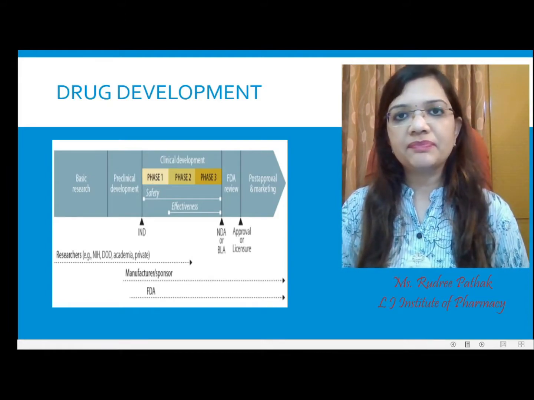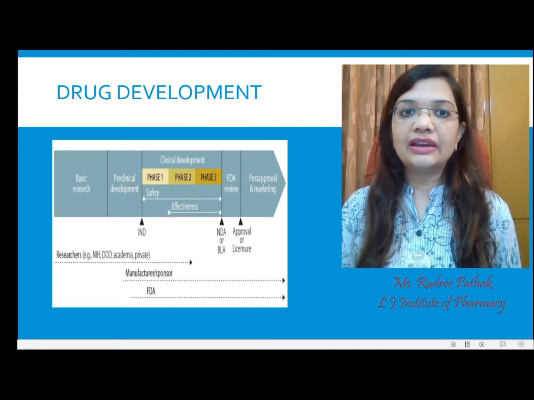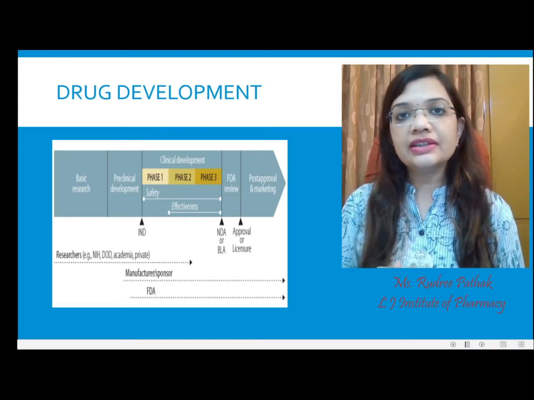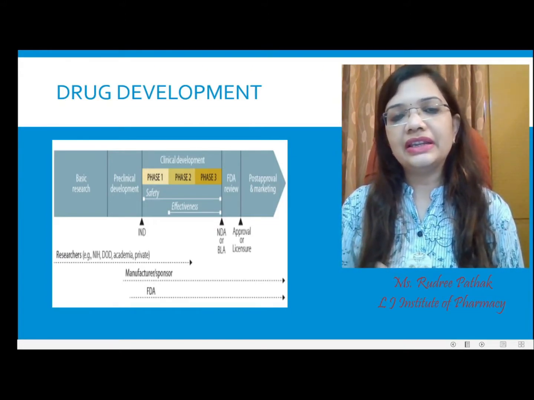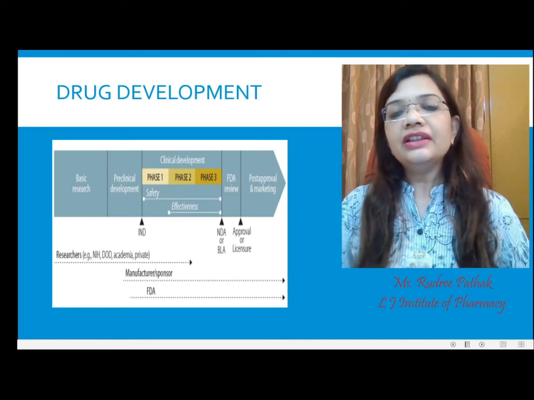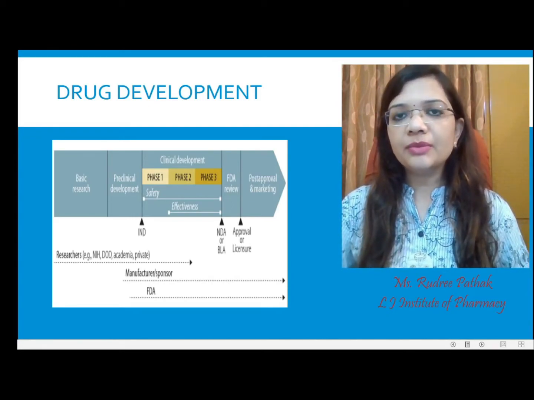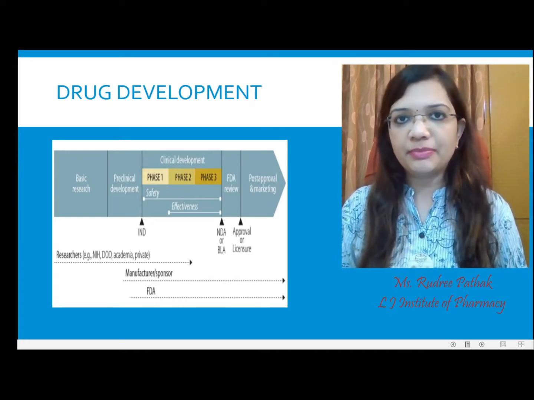Out of those actively selected molecules, some molecules are tested on animals, which we know as preclinical development. The molecules which show some amount of success on animals are further studied on humans in phase 1, 2, and 3 clinical trials, which is also shown in the representation. Then the product is further developed for marketing approval and then it finally reaches the patient.